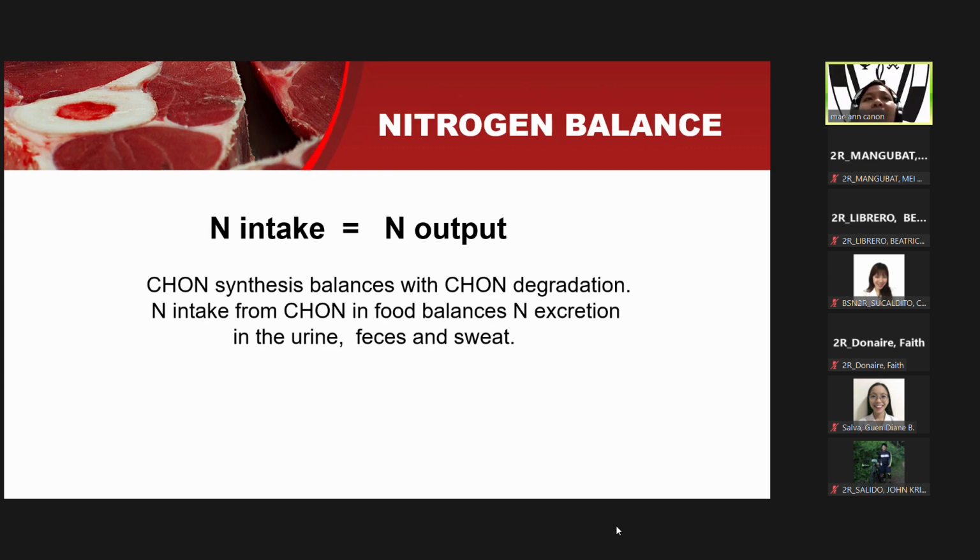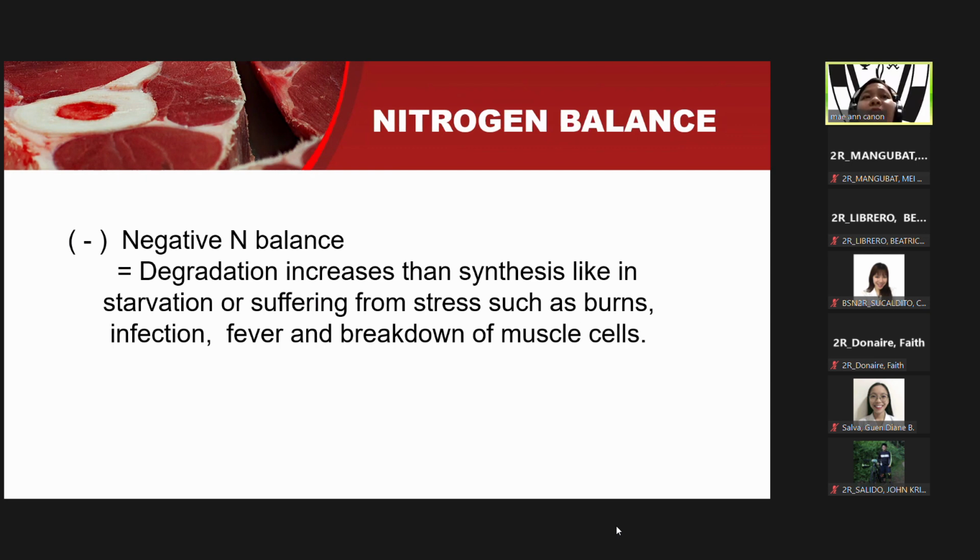Next is nitrogen balance. The point of this is that it means there is homeostasis. What nitrogen you take in should equal your excreted nitrogen output, through urine, feces, or sweat, in order to have nitrogen balance, because we base our protein requirements on the nitrogen balance. What happens when we have a negative nitrogen balance? This indicates that we are losing protein, maybe because of starvation or suffering from stress such as burns, infection, fever, and breakdown of muscle cells. So the protein is lost.